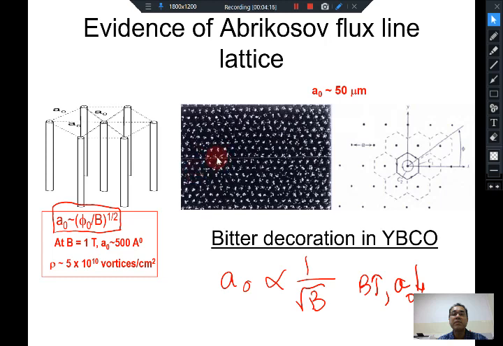So what happens is that the magnetic moment diffracts or scatters from the vortex because of the interaction of the magnetic moment of the neutron with the vortex. So it is the interaction of the magnetic moment of a neutron with the vortex magnetic field which actually scatters a neutron.